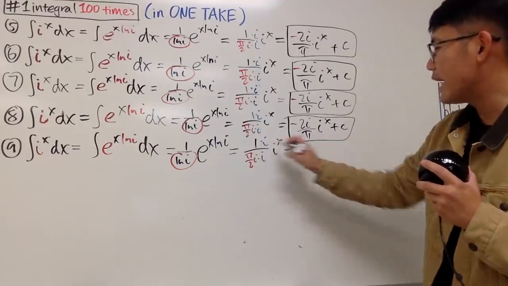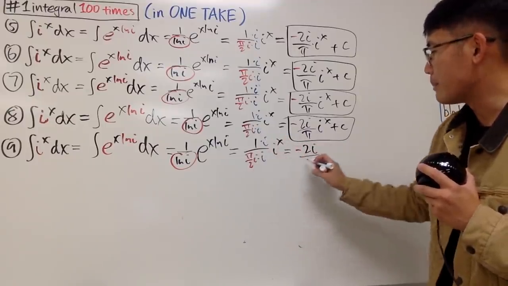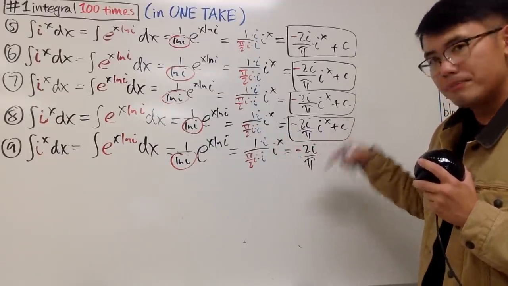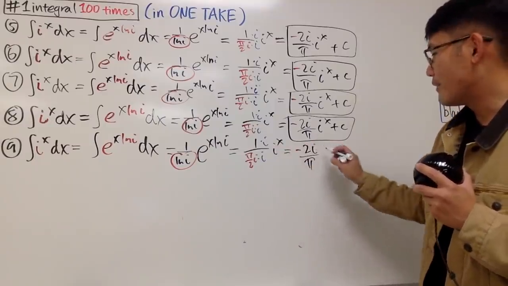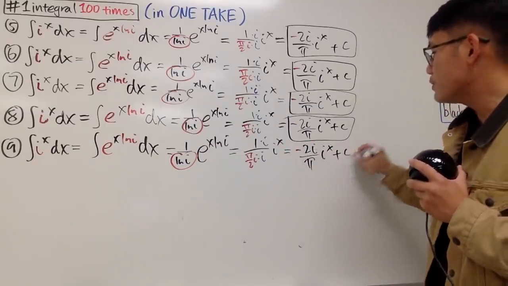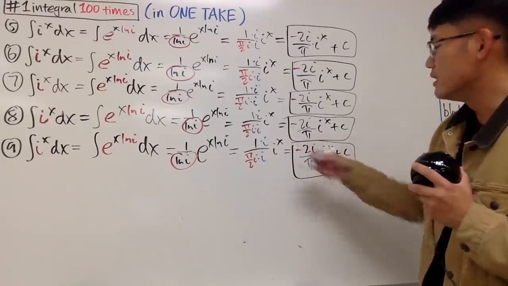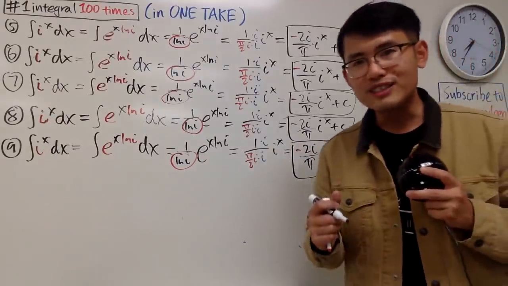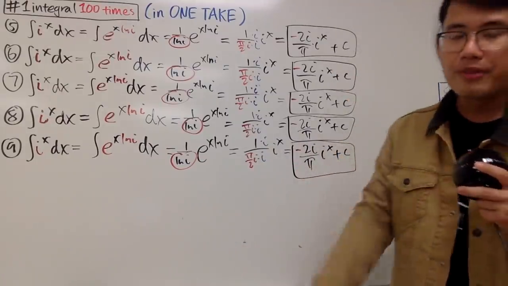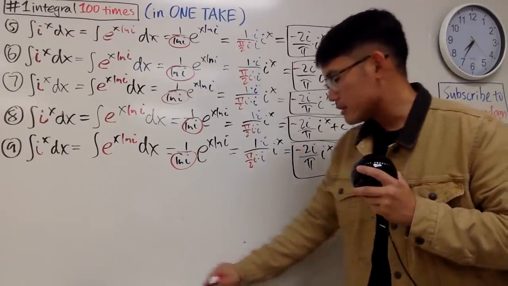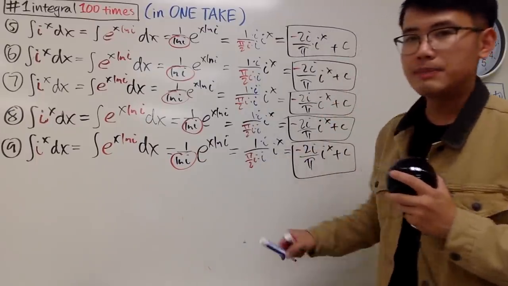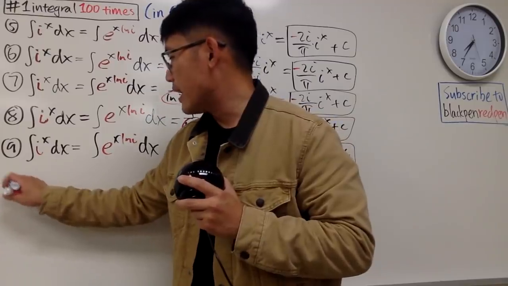And then we have the i right here. And then we have the pi on the bottom. i on the top, pi on the bottom. And then we have i to the x power like this. And I'm just going to leave the answer like this because this is the answer that Wolfram Alpha will give us. So that is legitimate. So this is great. Now, number 10. Let's do something special. Number 10.